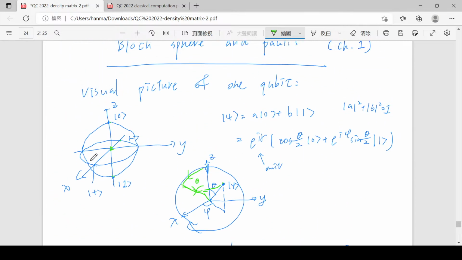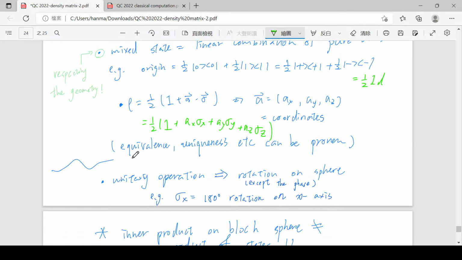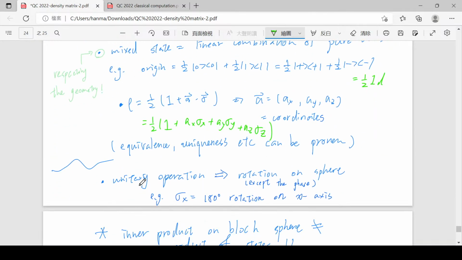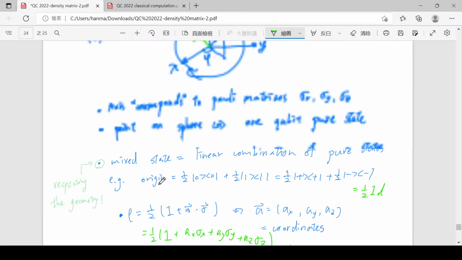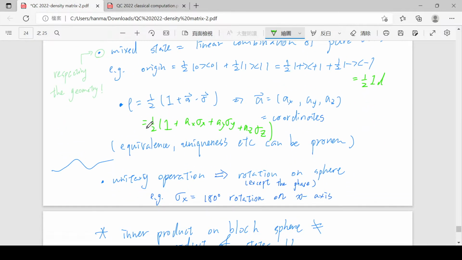And so those are states, and that basically goes through the experience of quantum mechanics. So we talked about how states are represented on the ball. Then we talked about how unitary operations act on the ball, and this also nicely respects the geometry. When you do any unitary operation on this one qubit, it corresponds to some rotation, some rotation on some axis.